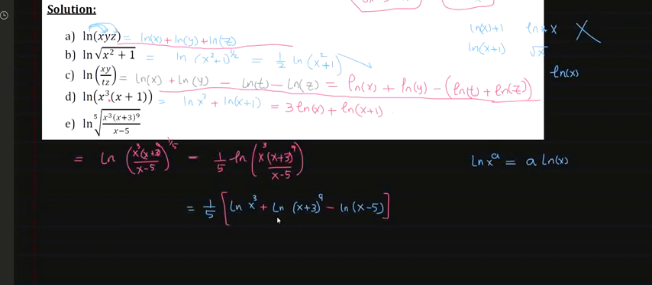Is there something left? Someone will tell me, yes, you have just said that property, so let's use it. It will be 1 over 5 times, drop the 3 to be 3 ln x, and then plus, drop the 9 to have 9 ln (x plus 3), and then minus, we don't have a power here, so we'll keep it ln (x minus 5), and that's it. Now, can we do any simplification further? No, that's the simplest form. Very good.